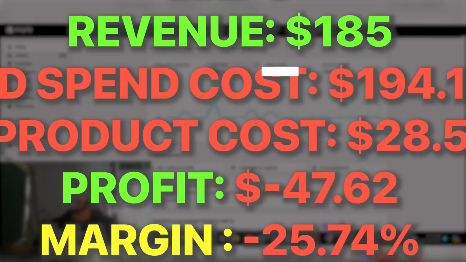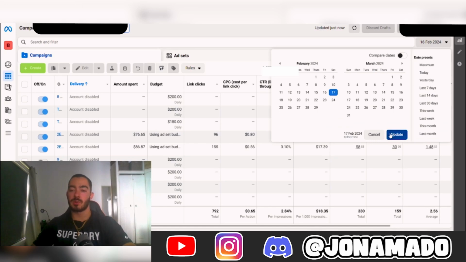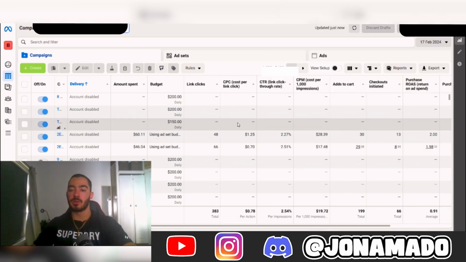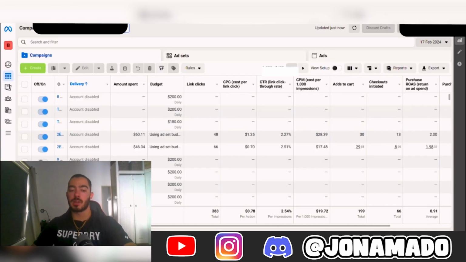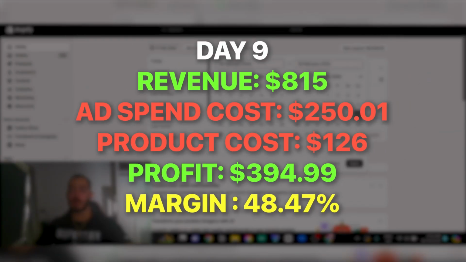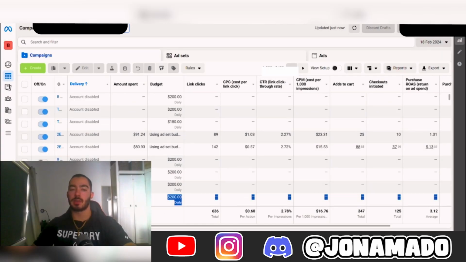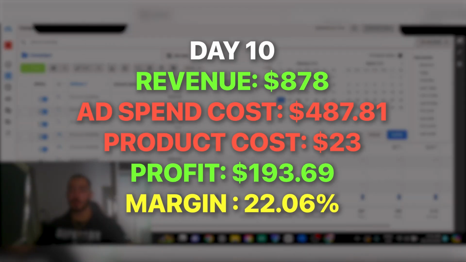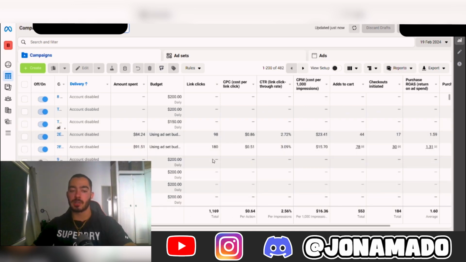Here we go. Next day was not very good. So again, you guys may see this as well in your stores. You'll find below $1,000 spend, it's not very consistent. So it was very unprofitable here. And then the next day, 815 in sales, and we spent 383. So again, very profitable. So we continue to scale, 878. So it's basically just the same thing over and over again.